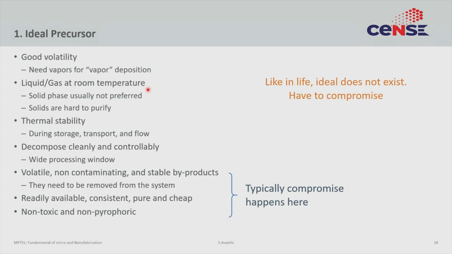Finally, the precursor must be readily available, hopefully consistent, which is that the day 1 performance and the day 30 performance are roughly the same. They should be pure, they should be cheap, they should be non-toxic and non-pyrophoric, because those two things tend to increase cost and associated dangers. In general, it is very hard to satisfy everything. Like in life, ideal does not exist, we have to compromise. A lot of the precursors compromise on these last ones: readily available, consistent, pure, cheap, and non-toxic and non-pyrophoric. A lot of the precursors are actually pyrophoric, a lot of the precursors are actually toxic, and a lot of precursors are very expensive.